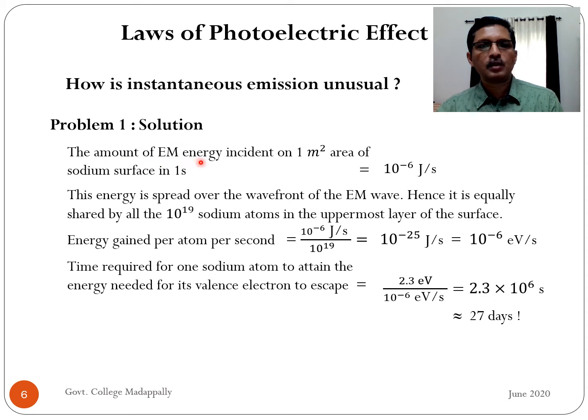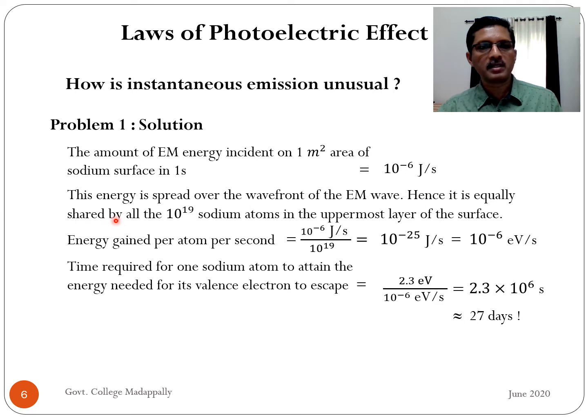The amount of electromagnetic energy incident on 1 meter square area of sodium surface in 1 second is 10^-6 joule per second from the given data. The energy is 10^-6 watt per meter square. So in 1 second you have 10^-6 joule energy incident. This energy is spread over the wavefront of the electromagnetic wave. That is the concept in electromagnetic wave. Energy is spread out over the wavefront.